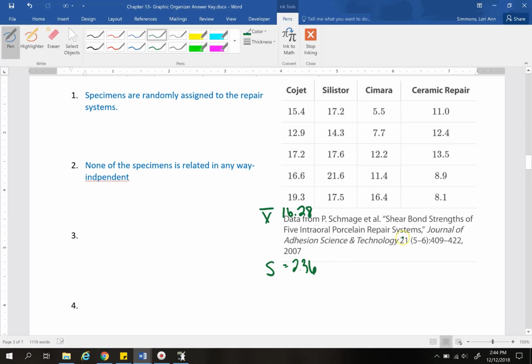Okay, you should have done all of the next ones, and you should get 17.64, 10.64, and 10.78. Sample standard deviations 2.60, 4.22, 2.28.